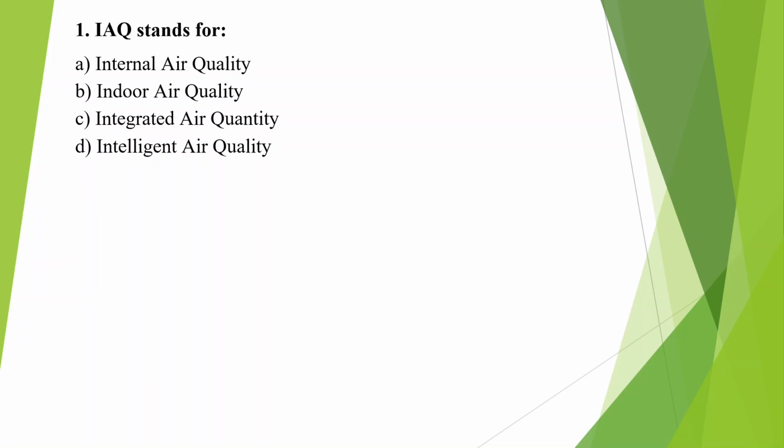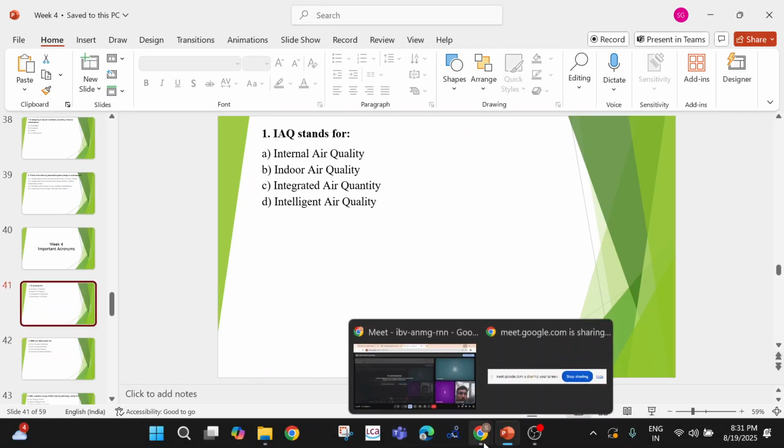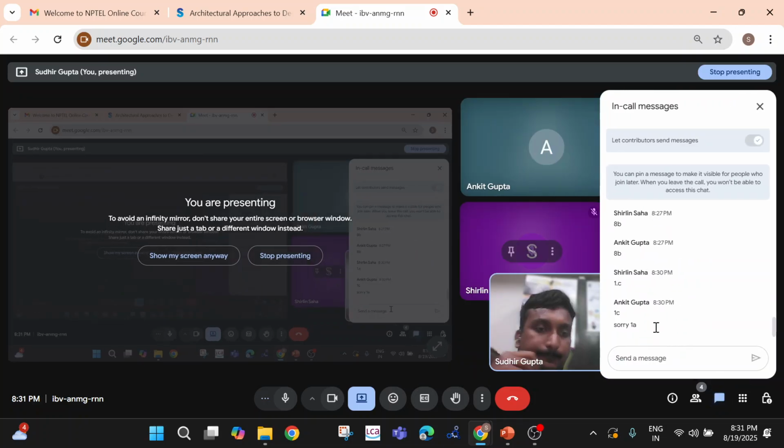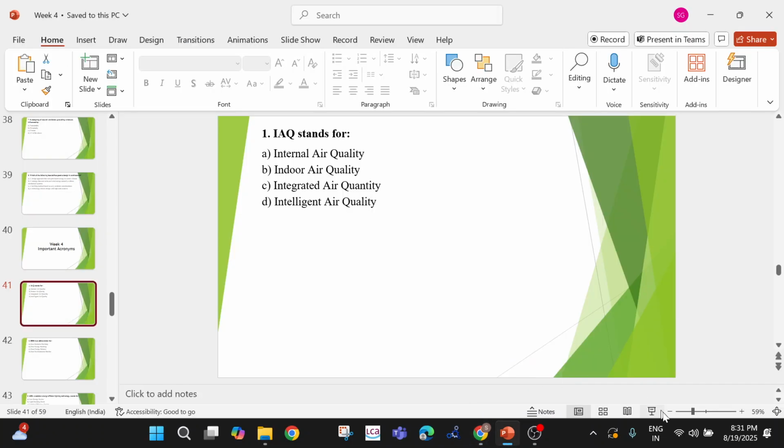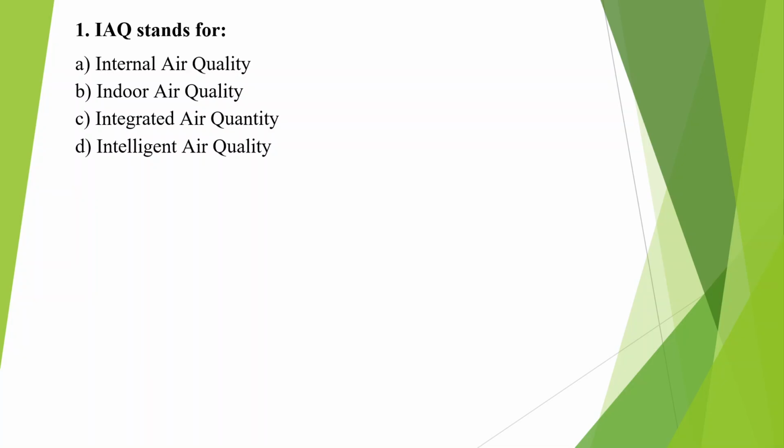Internal air quality, indoor air quality, integrated air quality, intelligent air quality. So let us see how many of you know. Most of you think that this IAQ in buildings refers to internal air quality. It can be internal, but it's not the appropriate term that is used for IAQ. So this IAQ stands for indoor air quality.